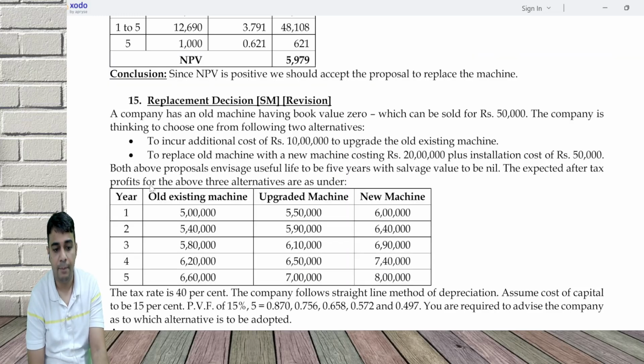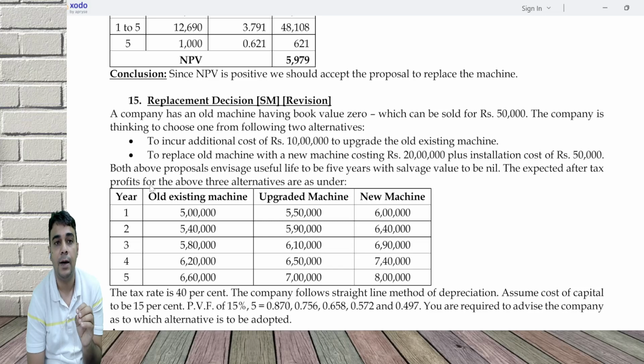Okay, a company has an old machine having a book value of 0, which can be sold for 50,000. If you sell for 50,000, capital gain is 50,000 because book value is 0. Company is thinking to choose one from the following two alternatives. One is to incur extra cost and upgrade the machine. 10 lakh you will have to incur on upgradation. Second option is to replace the old machine with a new machine, which will cost you 20 lakh 50.